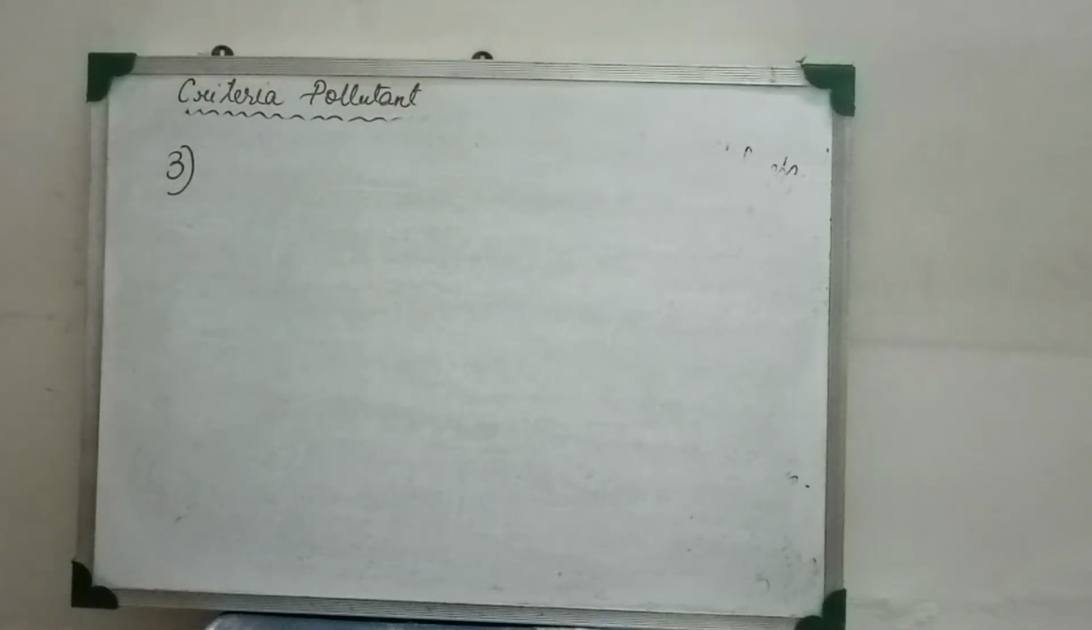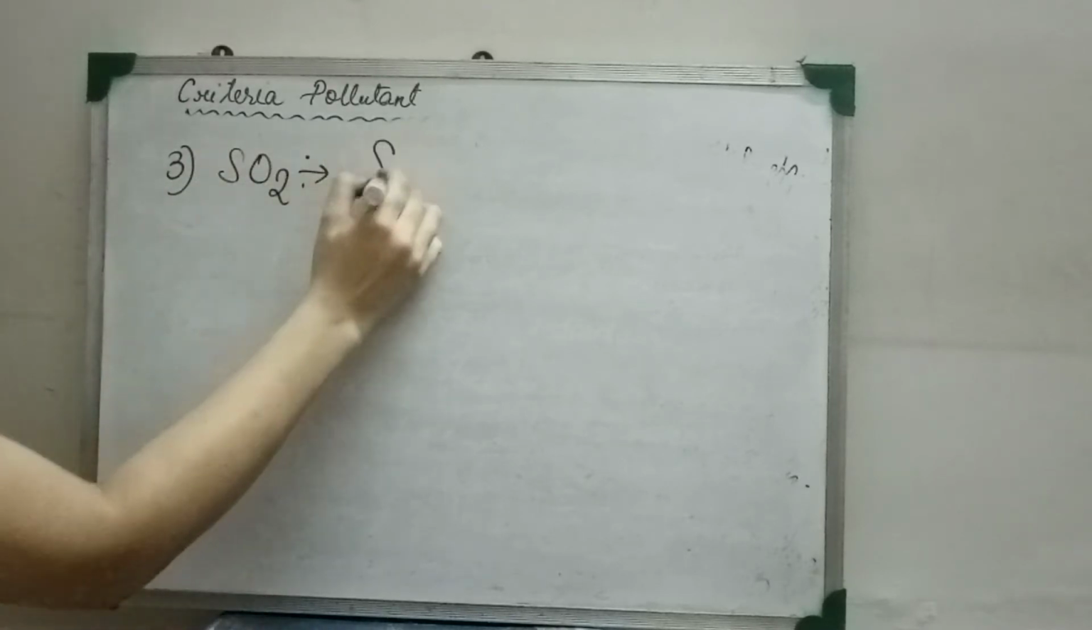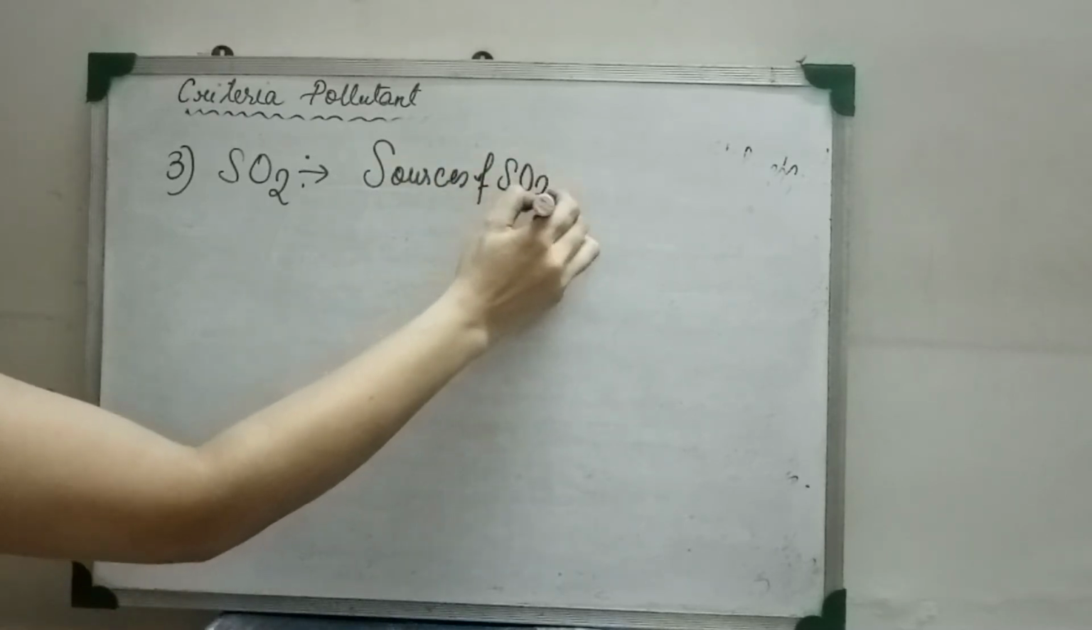We will discuss the third criteria pollutant, that is sulfur dioxide. First, we will see the sources of sulfur dioxide.